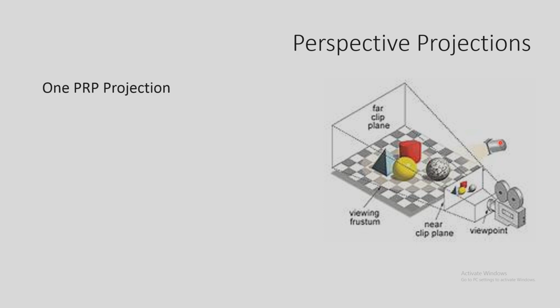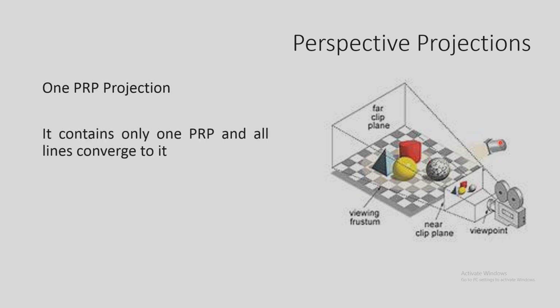So now let's go a bit deeper into perspective and parallel projections. Perspective projection, the simplest kind of projection, is one PRP projection. Here you have only one projection reference point and all the lines converge. In this diagram, this camera is the only projection reference point, and all the lines converge to this point only. It is the simplest to draw.